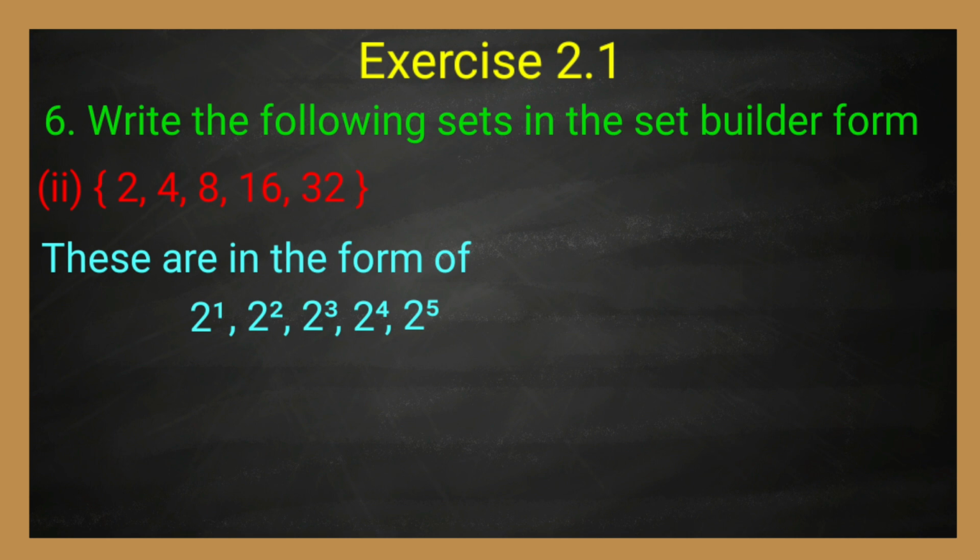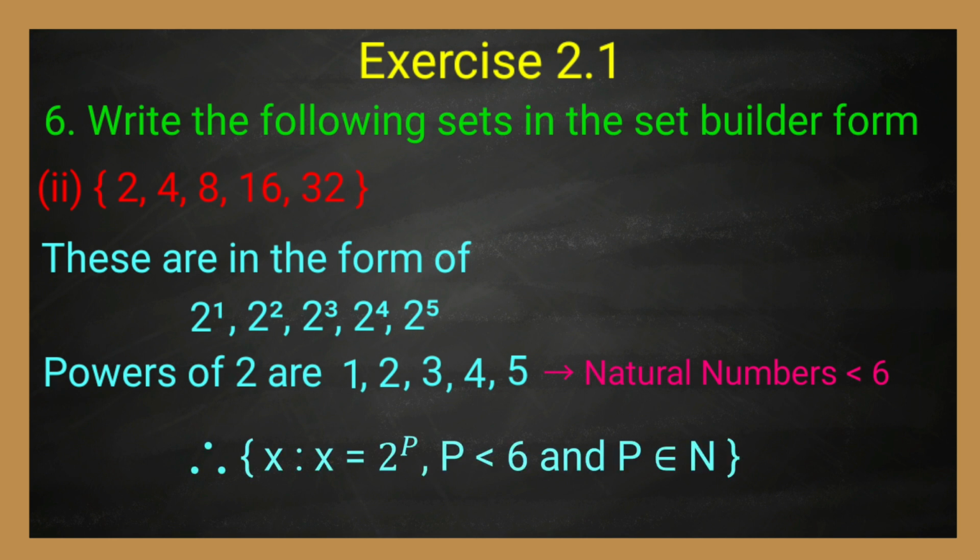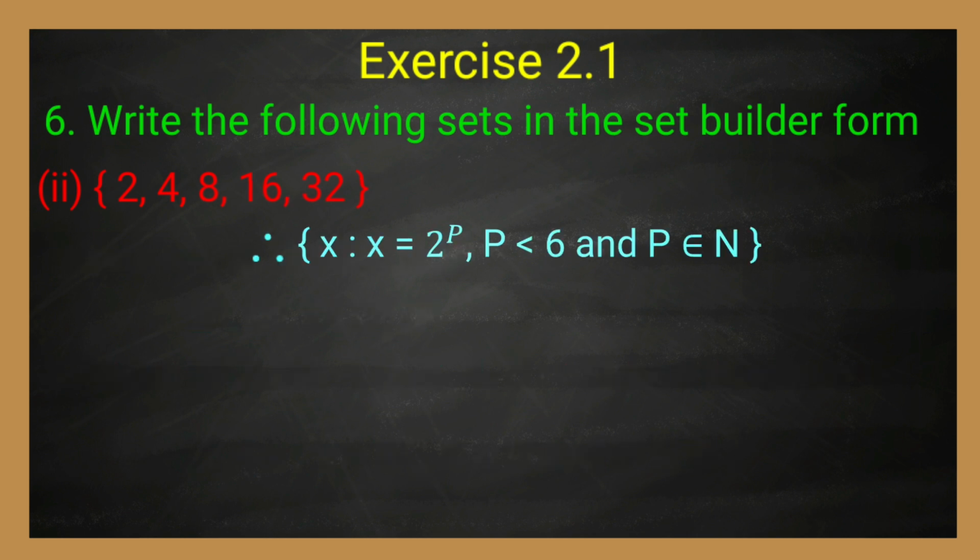Here again observe the powers of 2. They are 1, 2, 3, 4 and 5. They are natural numbers and smaller than 6. Therefore, our set is the set of x such that x equals 2 to the power of p, p is less than 6 and p belongs to N. When you give the values to p, you will get the elements of the set. Here, the common condition for p is natural numbers smaller than 6.